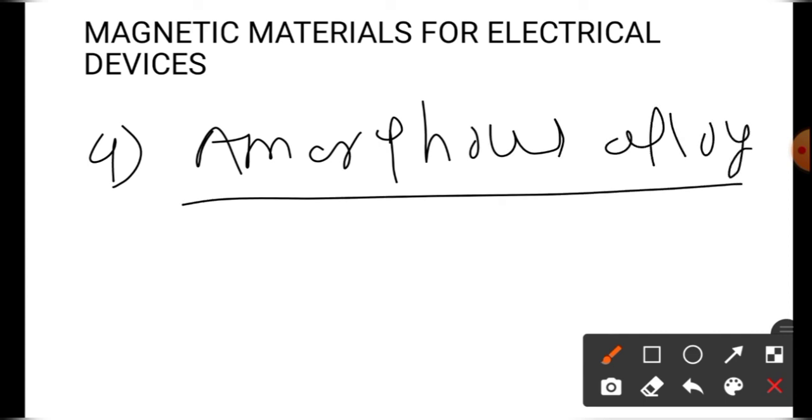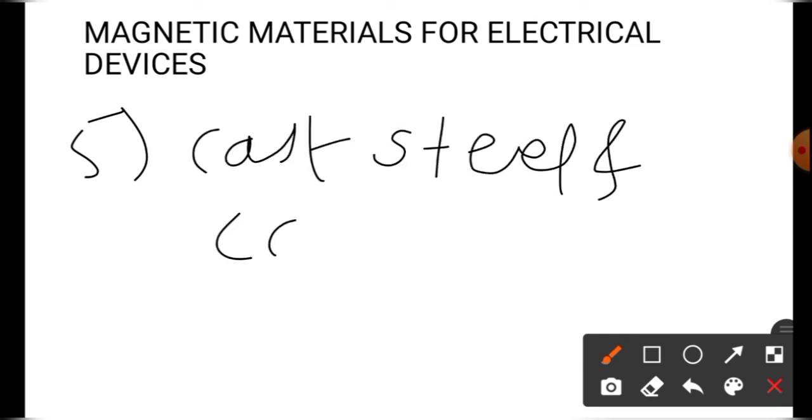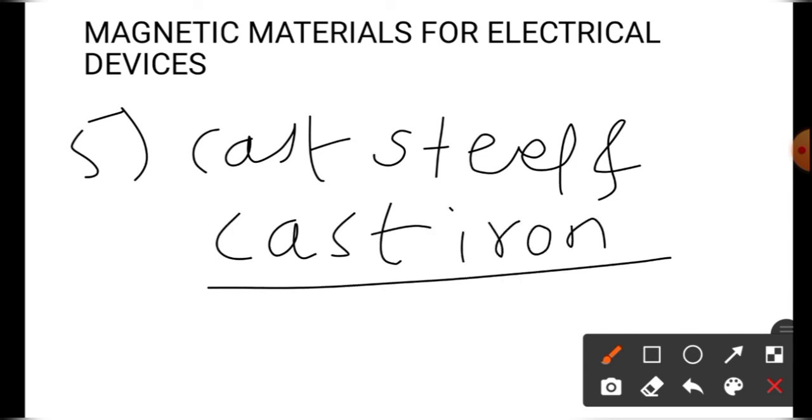Fourth material is amorphous alloy. This material is utilized for making the core of a transformer. Fifth material is cast steel and cast iron. These materials are used for making the yoke, pole core and pole shoes of a DC machine. It is also used for making rotors of turbo generators.